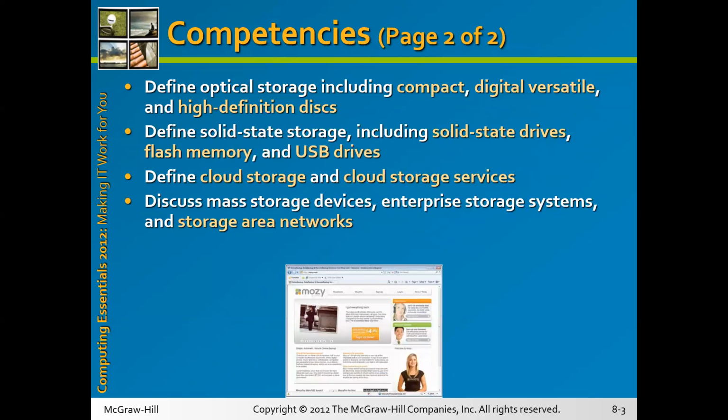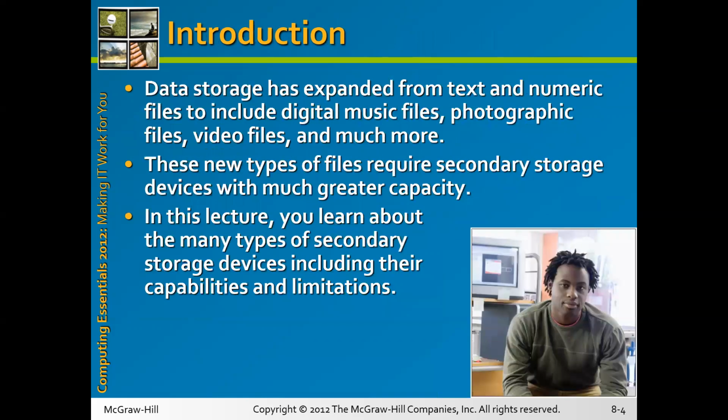To add to that, we will define optical storage, including compact, digital versatile, and high-definition disks. We'll define solid-state storage, including solid-state drives, flash memory, and USB drives. We'll go on defining cloud storage and cloud storage services. And finally, discuss mass storage devices, enterprise storage systems, and storage area networks.